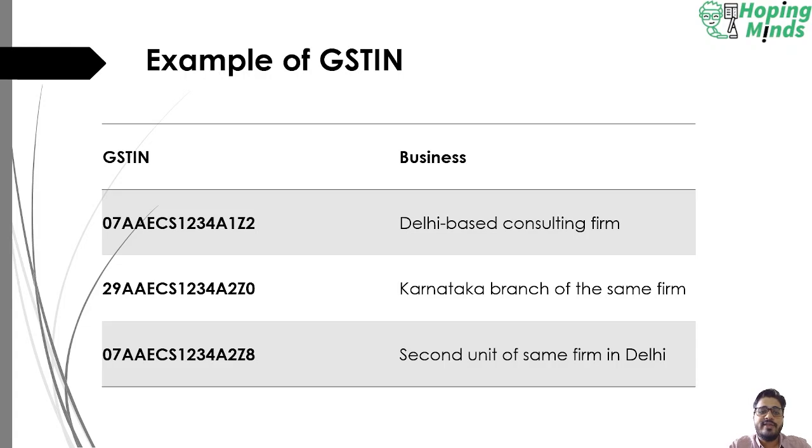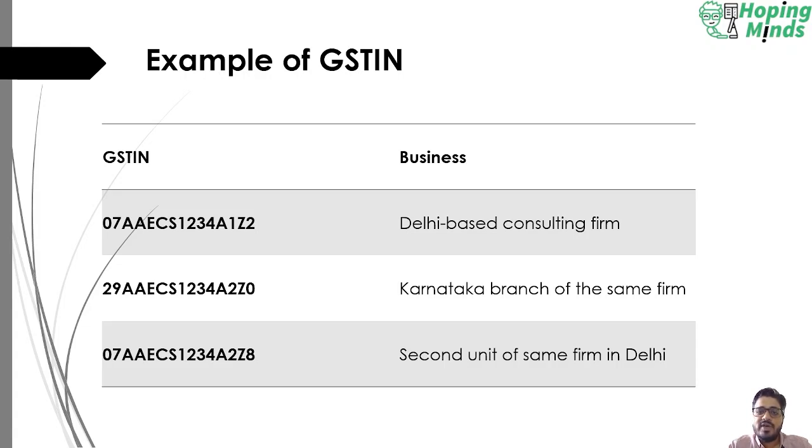GSTIN: 07AAECS1234A1Z2. Next, 29AAECS1234A2Z0. Next, 07AAECS1234A2Z8. So in this example, it is evident that the registrations belong to a single entity with a consistent PAN. We can see the PAN number in all these three GSTINs is the same.